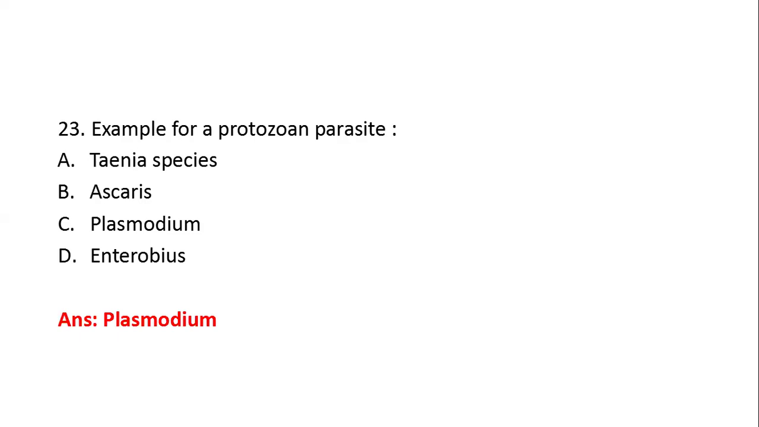Here, Taenia species such as Taenia saginata and Taenia solium are cestodes. Ascaris lumbricoides is a nematode. Enterobius vermicularis is also a nematode. The right answer is Plasmodium, that is a protozoa.